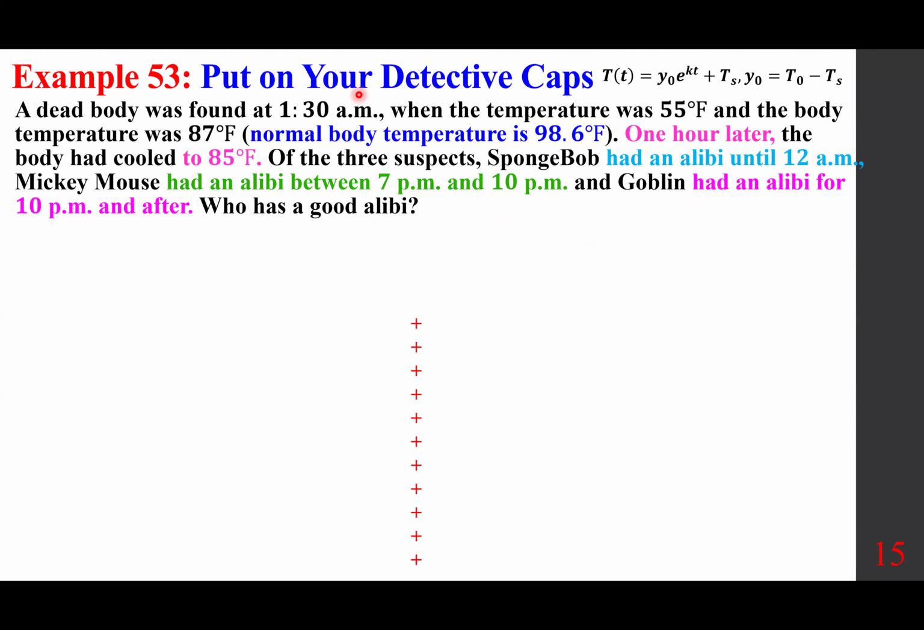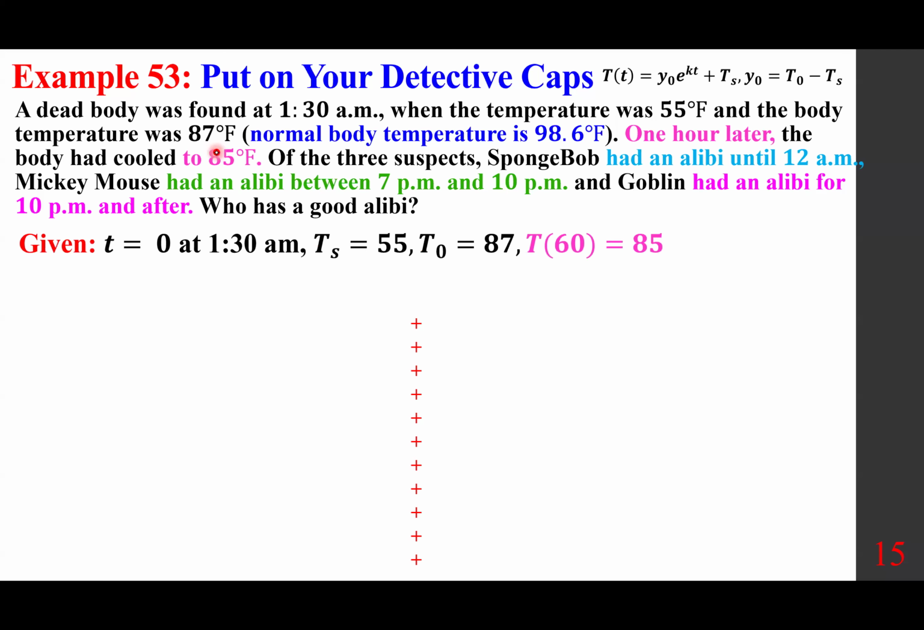We're going to say in the beginning, at 1:30 a.m., at t equals 0, the temperature is 55 degrees Fahrenheit. That is the surrounding temperature. And the initial temperature, T sub 0, is 87. And then 1 hour later, you can go with hour or minutes. Perhaps minutes gives us better because we have it in this format, but it doesn't really make much of a difference. So T of 60 is 85. So this is the given.